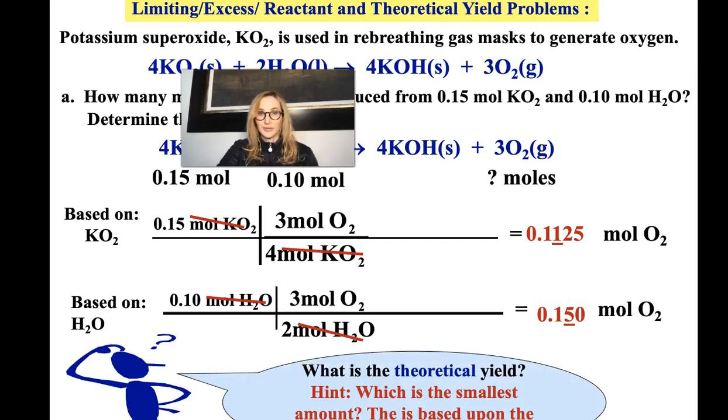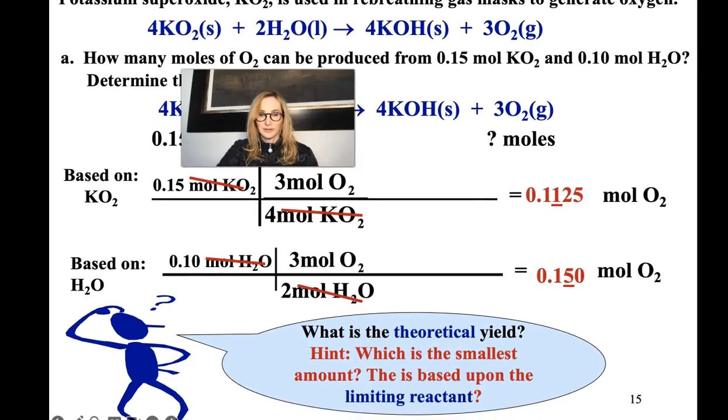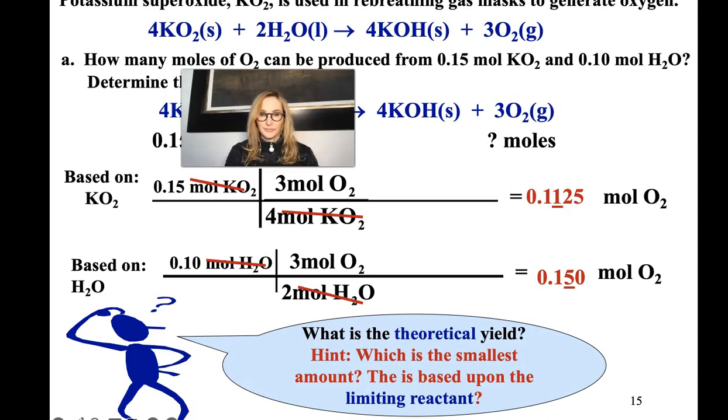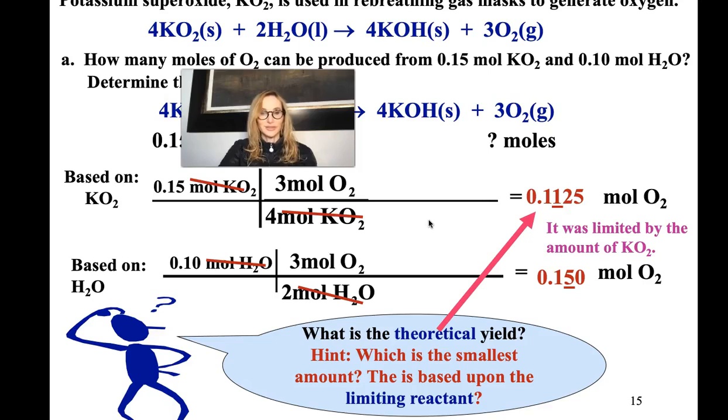And then when we talk about theoretical yield, what is a theoretical yield? Hint, that means what's the smallest amount. Sometimes they'll call theoretical yield maximum yield. And it's the same thing. But it's based on what's the smallest amount. So our theoretical or maximum yield is this. It's always the smallest number. The limiting reagent again was the KO2 because it gave us the smallest number. The H2O would be called in excess.